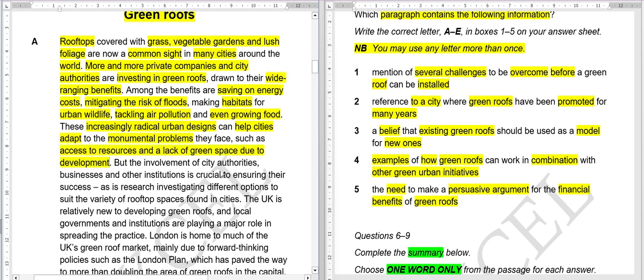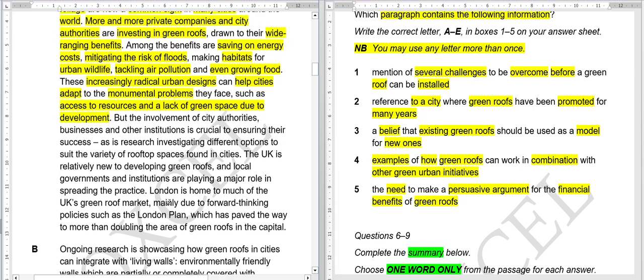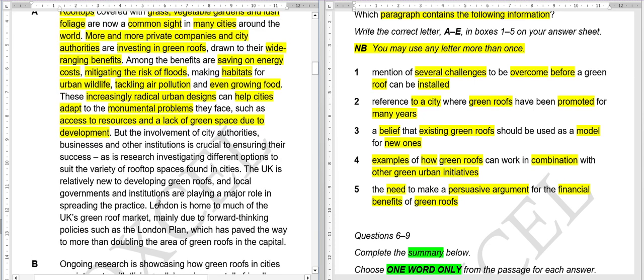But the involvement of city authorities, businesses and other institutions is crucial to ensuring their success. It's not like people can do this particular thing on their own. It's very important that government, city authorities, businesses and other institutions also get involved, so that it can become a success. As is research investigating different options to suit the variety of rooftop spaces found in the cities.